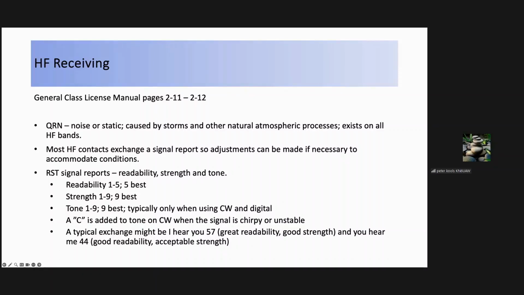The tone element, or third element of an RST report, is used when you're doing CW and digital. Tone also is a 1 to 9 scale, 9 being the best. So a 5.9.9 in a CW signal situation means that you're hearing them super clear. A C is added to the tone report on CW when the signal is chirpy or unstable. So you may have a 5.4.4C if you're getting kind of a mediocre, or a 4.4.4C for a mediocre CW signal.